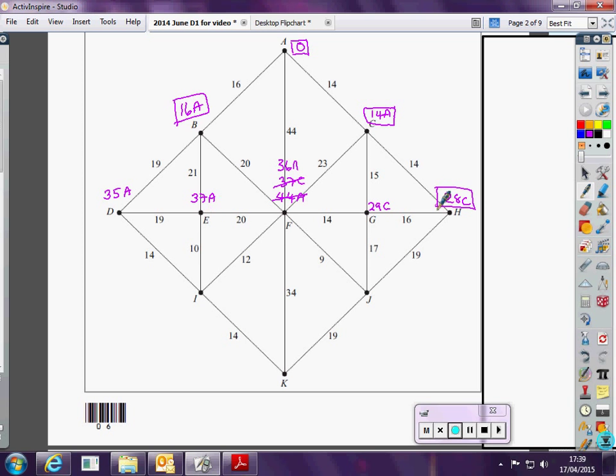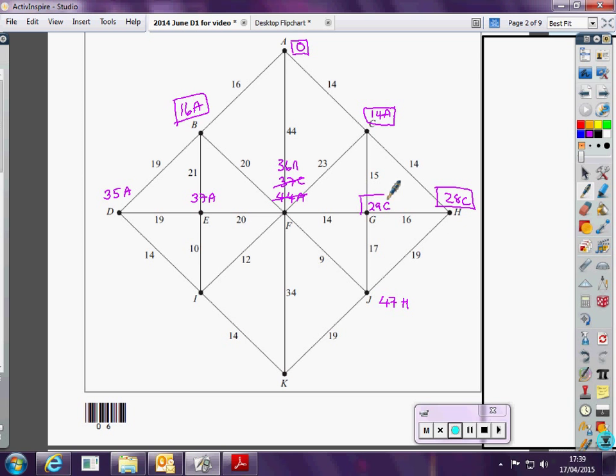Looking at what we've got: 28, 29, 36, 37, 35. 28 is the smallest. 28 plus 16 would be too big, so I'm not going to put anything there because it's bigger than the temporary marker already there. 28 plus 19 is 47 from H. 28's done, and that's permanent. So that's all I can do. So we stand back and we look at what we've got.